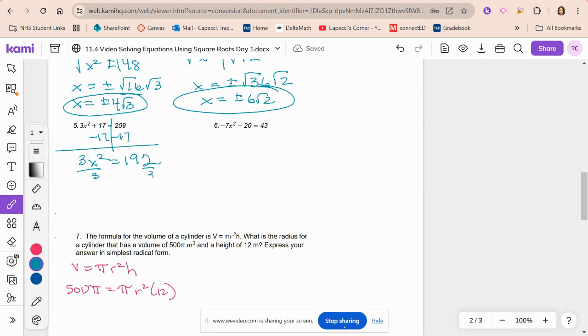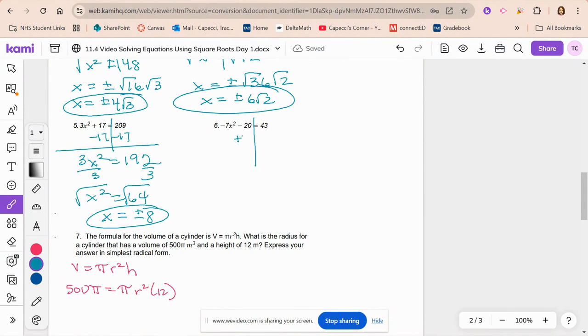Divide both sides by 3, and I have x squared is equal to 64. Take the square root of both sides. 64 is a perfect square, so I'm going to get x is equal to plus or minus 8. Look at another one.